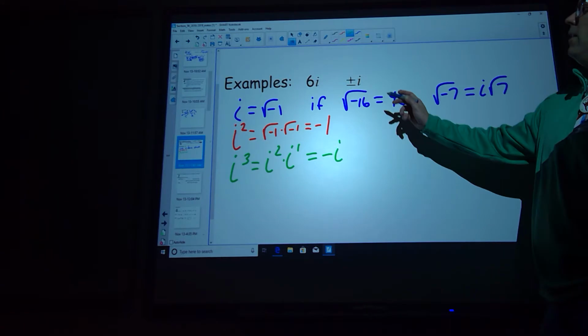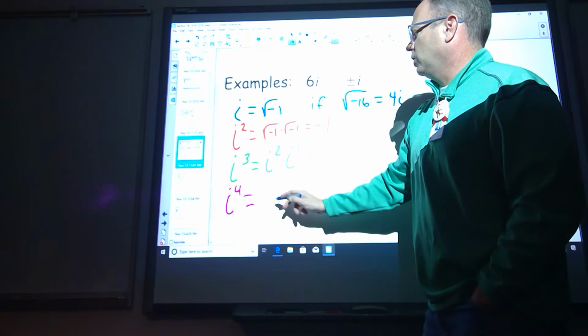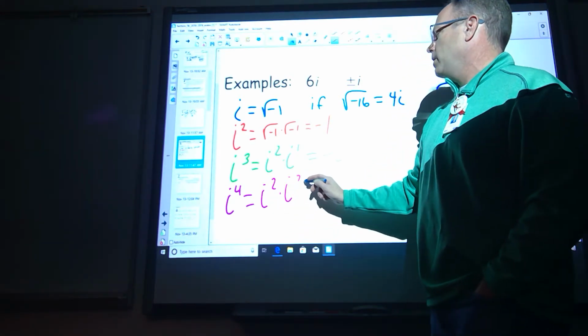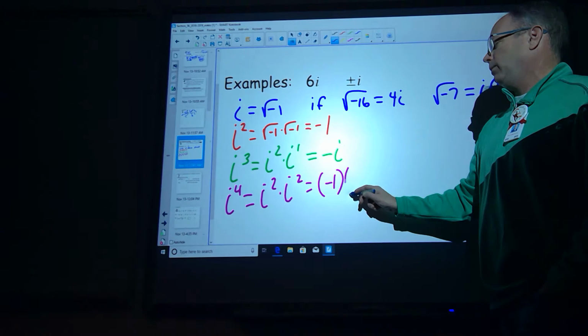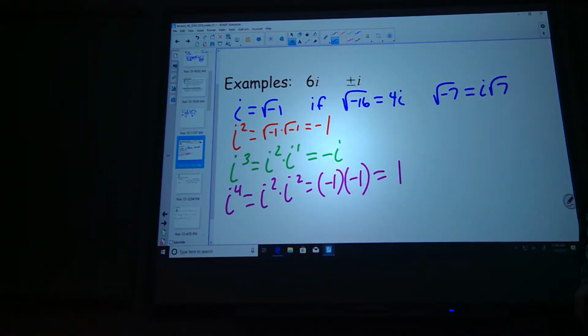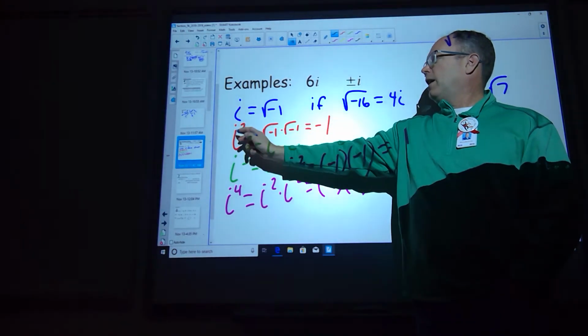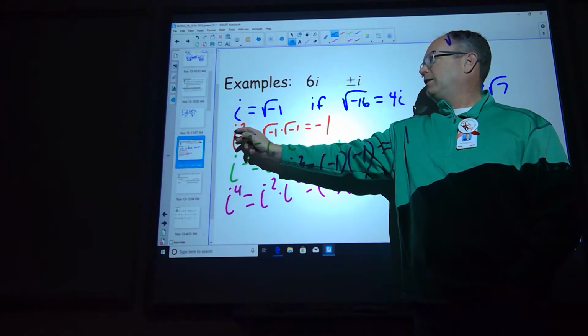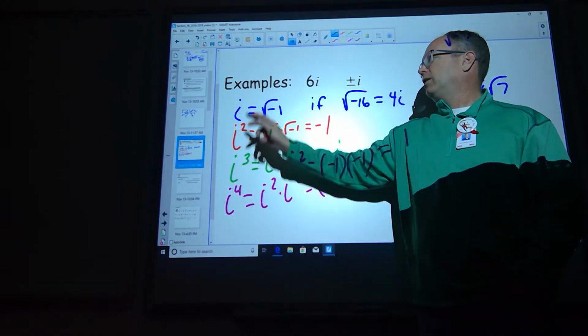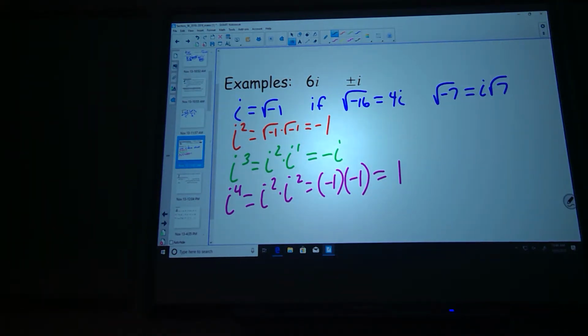And the last thing that comes with i is i to the fourth power, which is the same thing as i squared times i squared. And i squared times i squared is negative 1 times negative 1, and negative 1 times negative 1 is positive 1. Then see if you can figure out this pattern: i to the 5th, 6th, 7th, 8th, 9th, 10th, all the way to 20th. It repeats every 4. That's all it does.